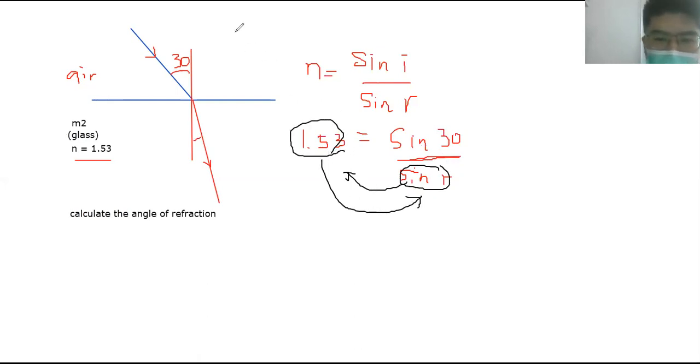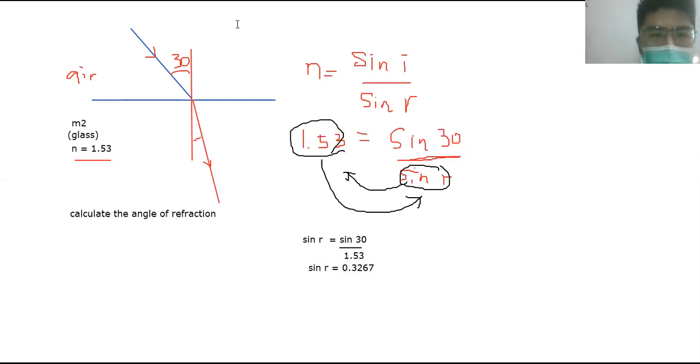So you have sine R equals sine 30 over 1.53. So what is the value of this one? Sine 30 over 1.53. Give me 4 decimal places. 0.3267. This one divided by this one, you get this.